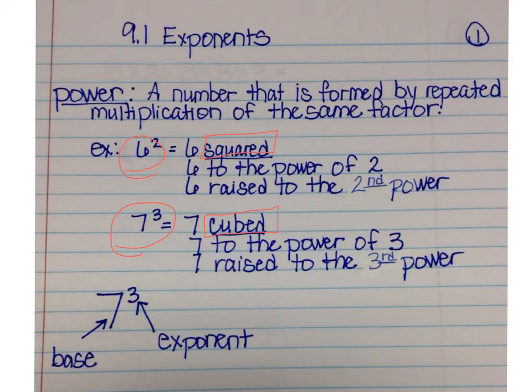Okay, so each particular part of this number has a name, and you need to know that. So the large number, the 7, is called the base. That's the number that is getting multiplied. Then the small number is the exponent, and that is telling you how many times over and over again you are multiplying the base. Okay, so make sure you have all this written down correctly, and then move on to page 2. Oh, by the way, there will be 6 boxes on your sheet.